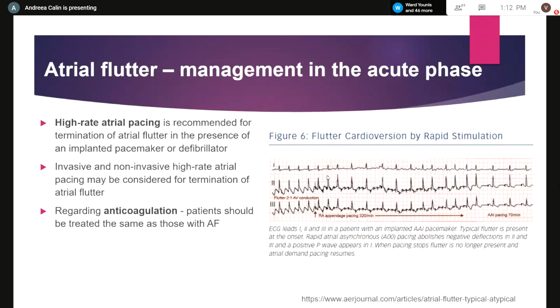This is an example of an atrial flutter cardioversion by rapid stimulation in the atria.